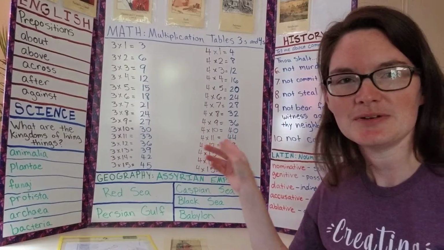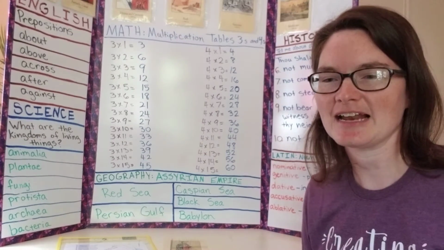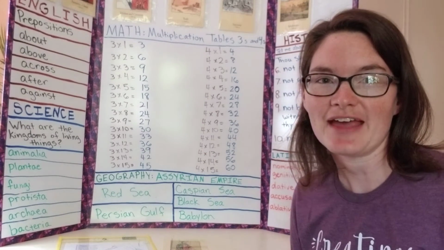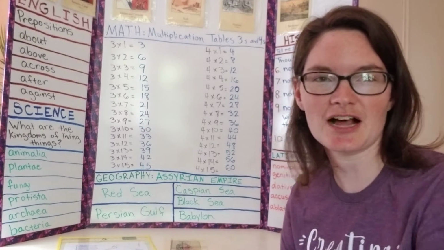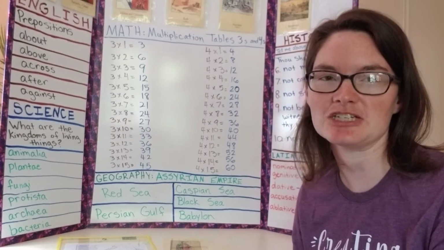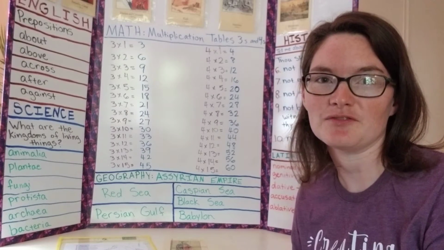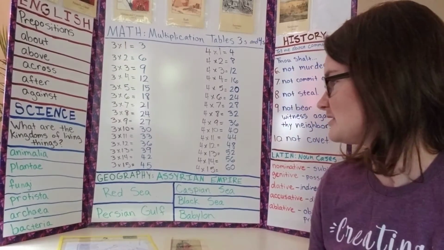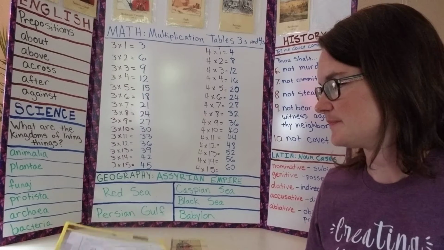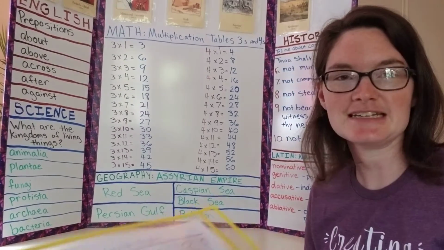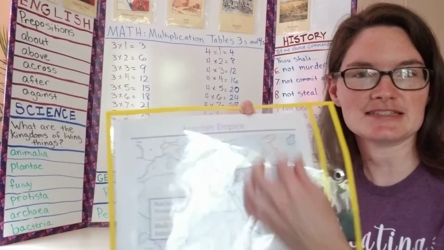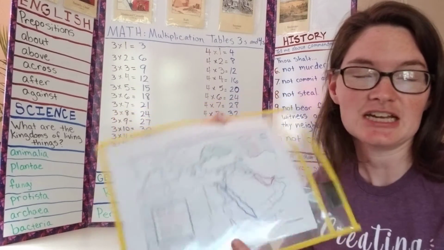And for math, we did our skip counting, and I got out my agility ladder for that. They just took turns hopping through the agility ladder while we chanted the 3s and 4s skip counting. So that went well.